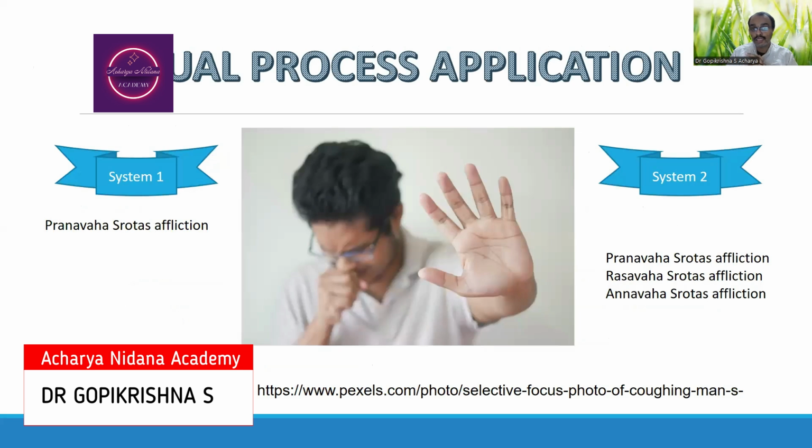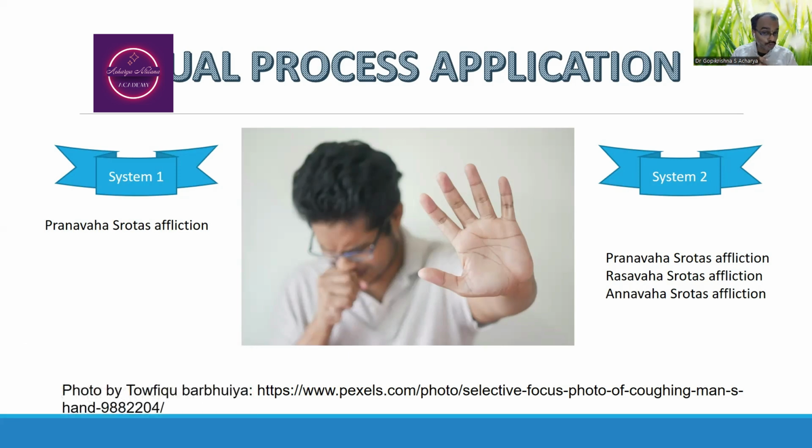When you think about the application level, suppose a person is presented to you on phone saying that he is suffering from cough. So what is the immediate image that comes to your mind? That he may be suffering from pranavaha srota affliction. You are going to say, visit the hospital or your clinic, then you are going to have an interaction with the person. Then you are going to come to know that he may be having the pranavaha srota affliction, or the annavaha srota affliction, or the rasavaha srota affliction.